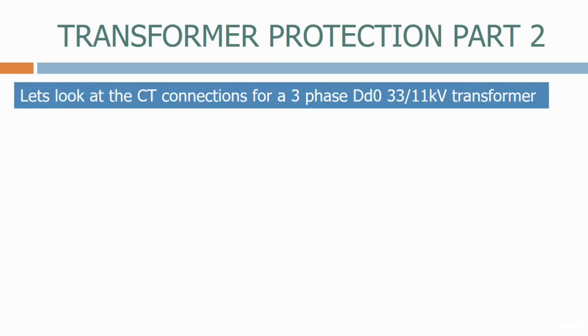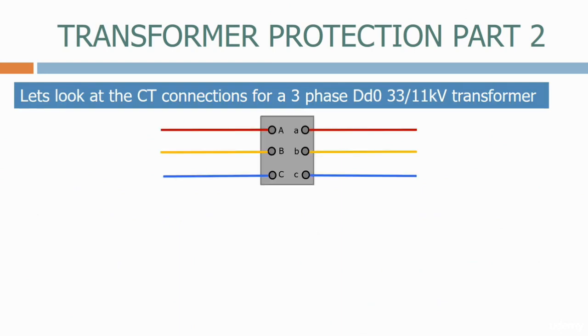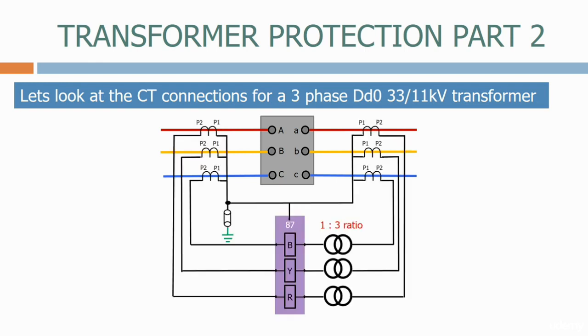Let's look at the CT connections for a three-phase DD0 33 to 11 kV transformer. This is a delta-delta transformer with a turns ratio of 3 to 1. On delta windings, we connect the current transformers in a star formation, as we've done here. We connect the star points together and ground them at one point with a ground link.